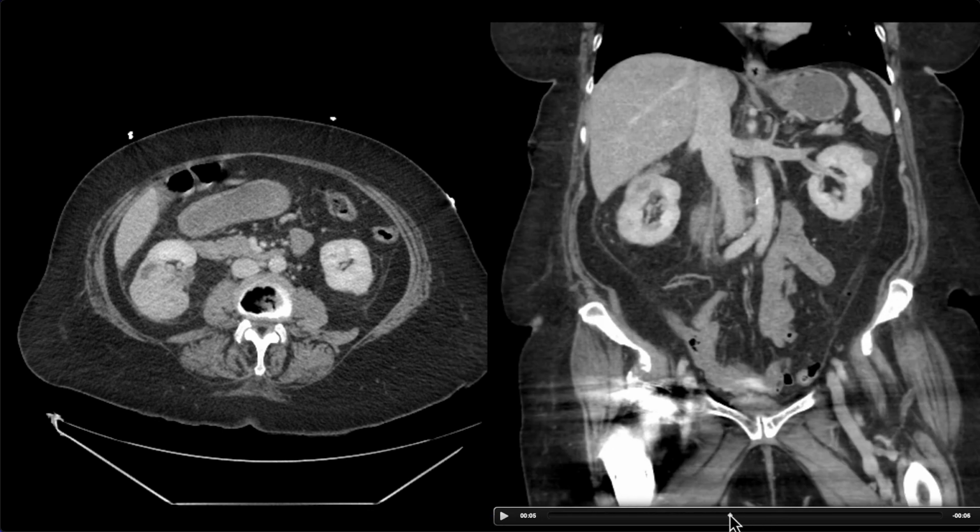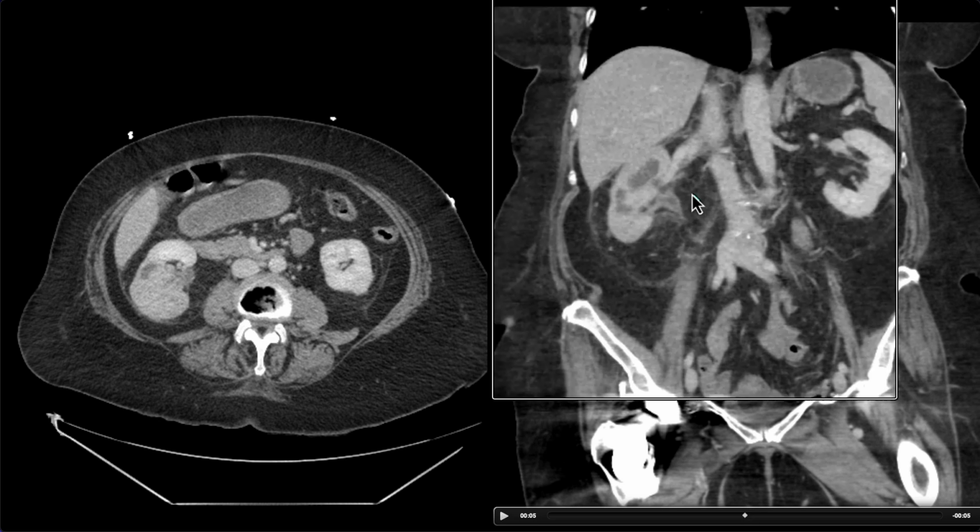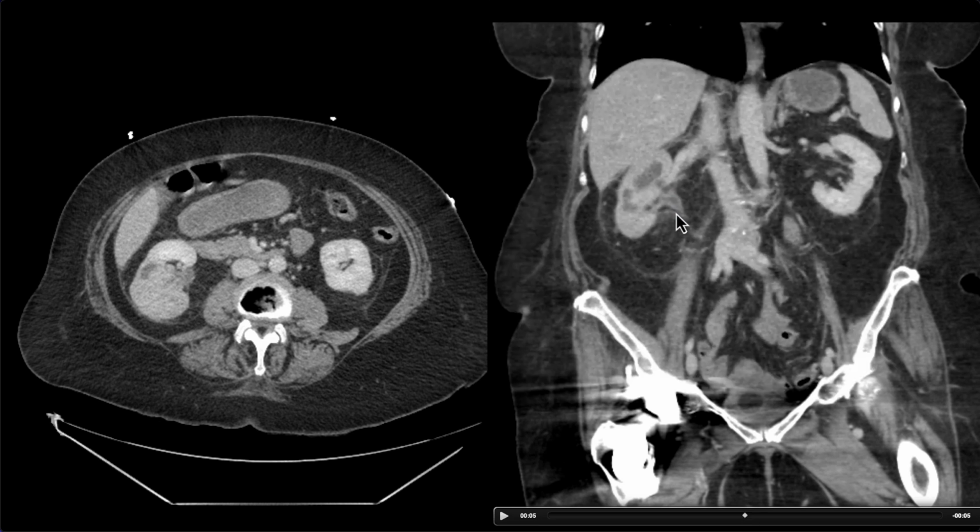So here we have just another case of complicated pyelonephritis with multifocal coalescing abscesses, and you're also seeing that supporting finding of urothelial thickening and enhancement.